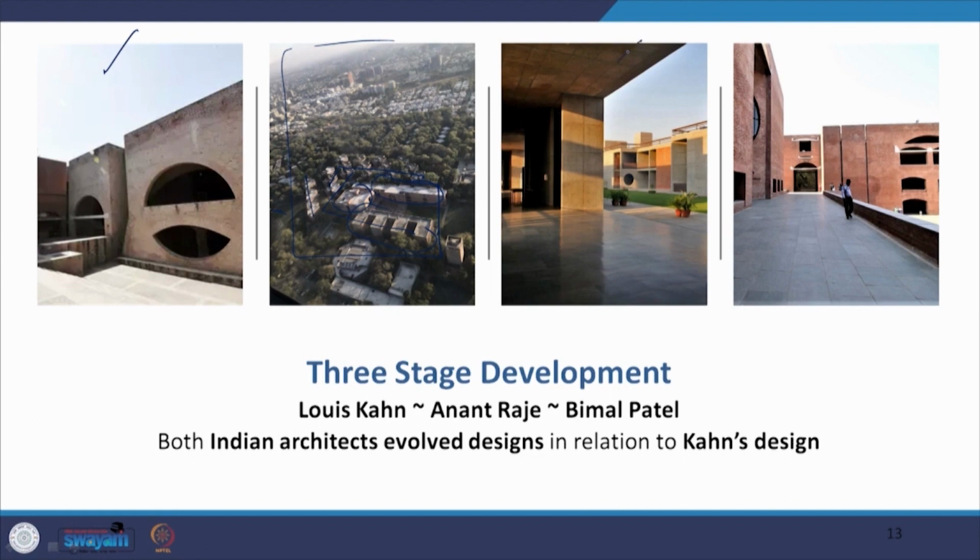So the three-stage development is the contribution of three amazing architects: Louis Kahn, followed by the next stage of young Indian architects Anant Raje, followed by the generation of modern architects practicing today, and that is Bimal Patel. Three wonderful architects at three different junctures coming in to complete the campus of IIM Ahmedabad, all doing remarkable work in their generation. Both Indian architects evolved designs which are in relation to Kahn's design and pay tribute to Kahn's design.